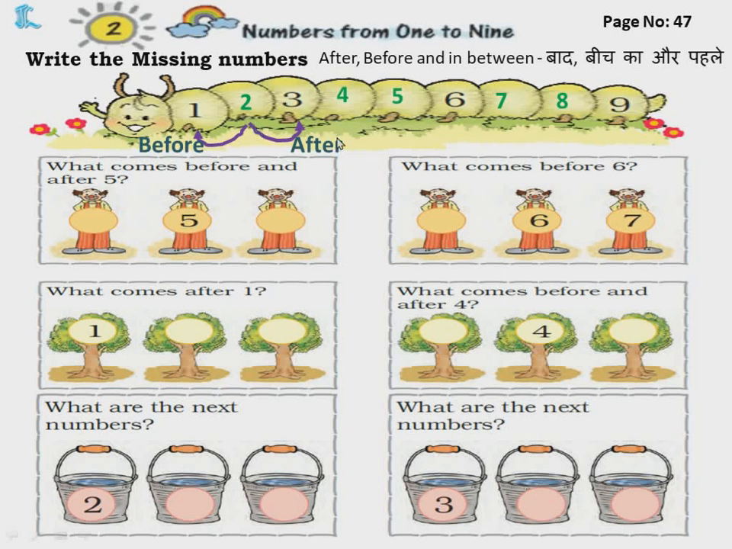After means the next number which is going to come. Before means the number which came before. आगे जो number आया था, the number which is before. And in between 1 and 3 which number is there? 2. So this is called in between, बीच का. Okay children. So after means which comes after, जो बाद में आता है. Before means which has come earlier. So पहले कौन सा आया? And बीच में, that is in between numbers.